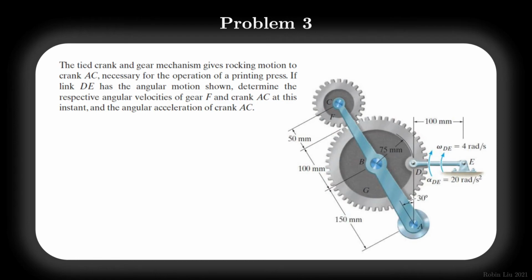Lastly, we have problem 3. It states, the tied crank and gear mechanism gives rocking motion to crank AC, necessary for the operation of a printing press. If link DE has the angular motion shown, determine the respective angular velocities of gear F and crank AC at this instant, and the angular acceleration of crank AC.